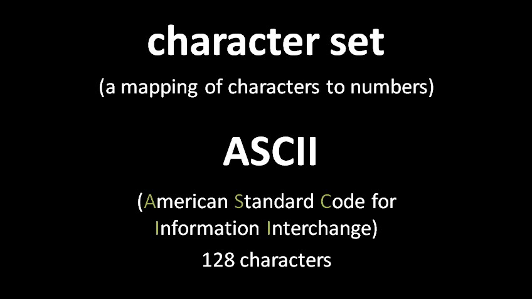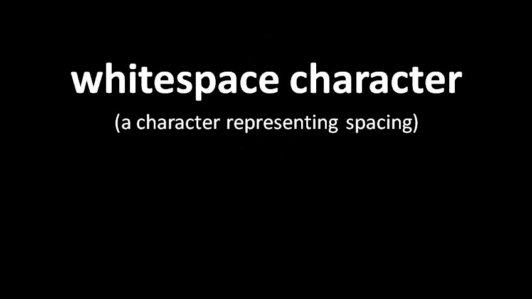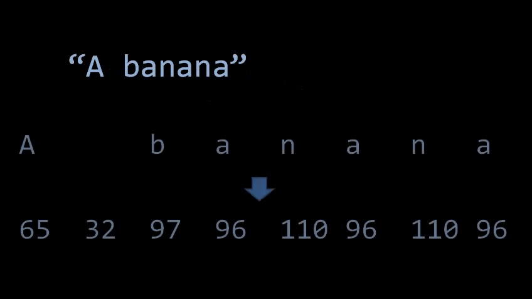And less obviously, we need what are called whitespace characters. As the name implies, a whitespace character is a character which represents spacing. Most obviously, you need a character to represent a space. So for example, if you have the text a banana, there's a space in between a and banana, and that has to be represented in the data somehow. So we insert a character which represents that space. And in ASCII, the space character is mapped to the number 30.